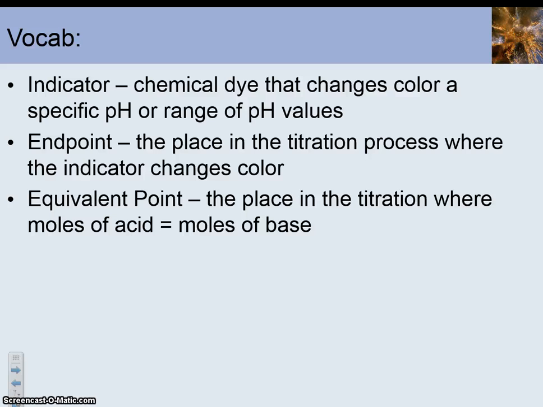And the equivalence point is the place in the titration where the number of moles of acid is equal to the moles of base. Oftentimes for titration, we'll try to choose something whose equivalence point is the same as the endpoint. So if we want to have the same number of moles of acid and moles of base, we want to see when that happens, so we'll choose an indicator whose endpoint is right at the equivalence point.